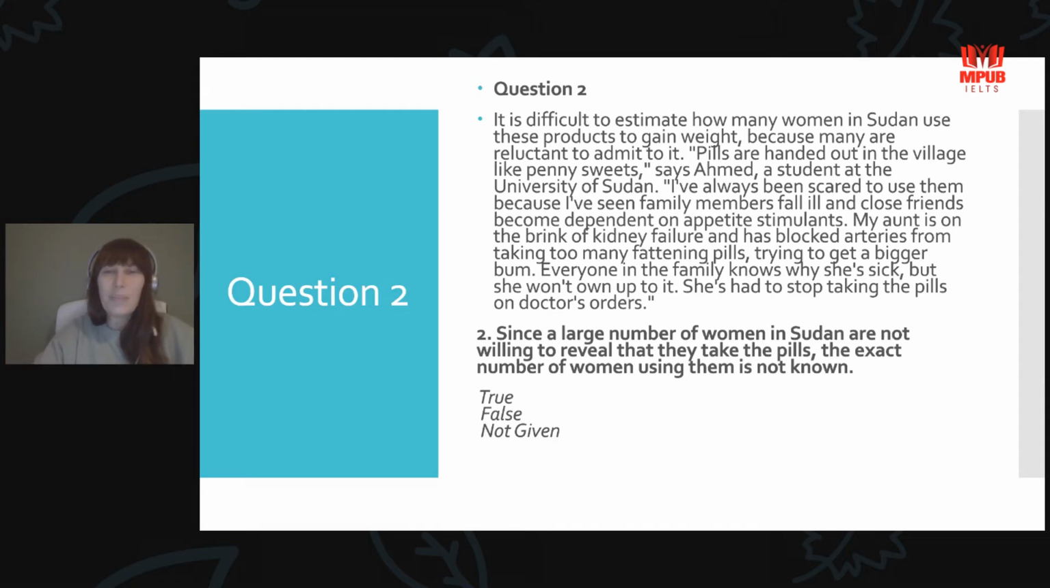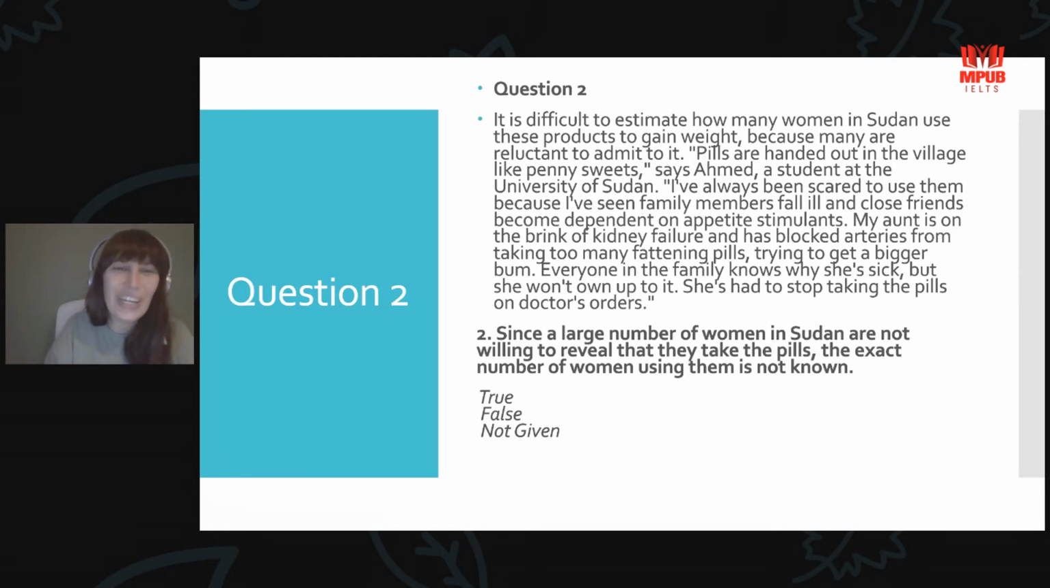It is difficult to estimate how many women in Sudan use these products to gain weight because many are reluctant to admit it. Pills are handed out in the village like penny sweets, says Ahmed, a student at the University of Sudan. I've always been scared to use them because I've seen family members fall ill and close friends become dependent on appetite stimulants. My aunt is on the brink of kidney failure and has blocked arteries from taking too many fattening pills, trying to get a bigger bum. Everyone in the family knows why she's sick, but she won't own up to it. She's had to stop taking the pills on doctor's orders. Ooh, bit drastic. Dun, dun, dun.